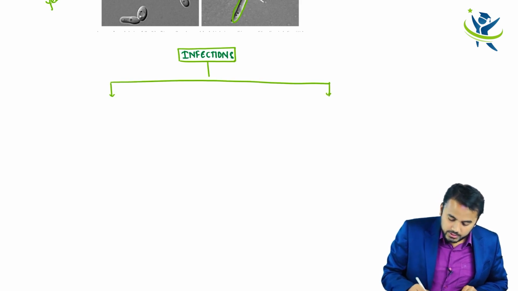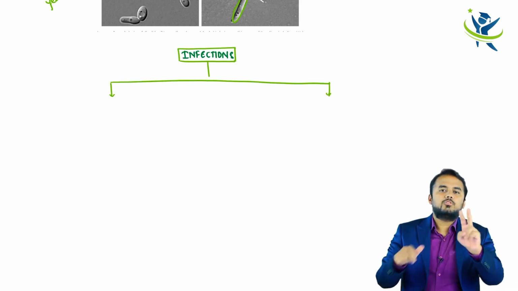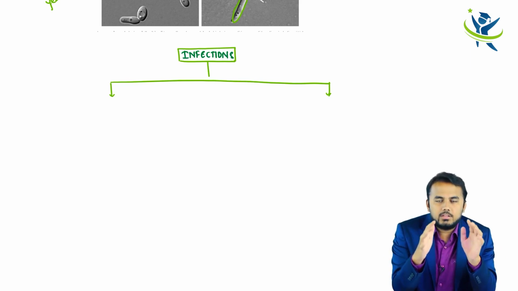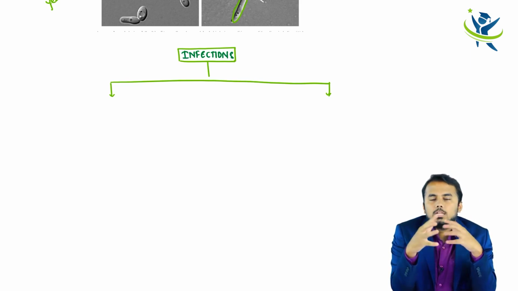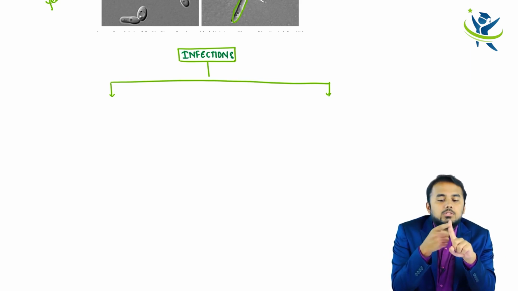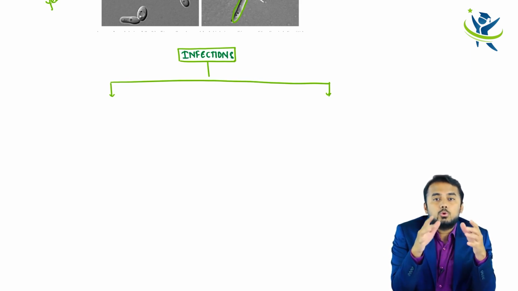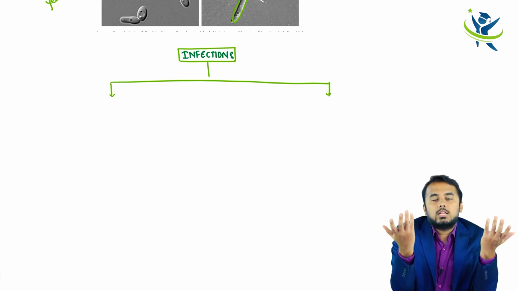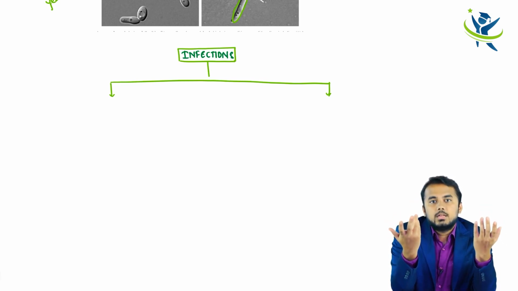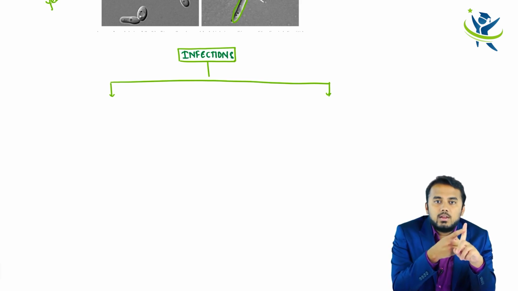Two groups of people are most commonly affected with this Candida albicans. Now, who are these two groups of people? The first group of people are immunocompetent. Immunocompetent means those whose immune system is working well, like you and me, right? So both you and me are called immunocompetent individuals, because our immune system is working well.